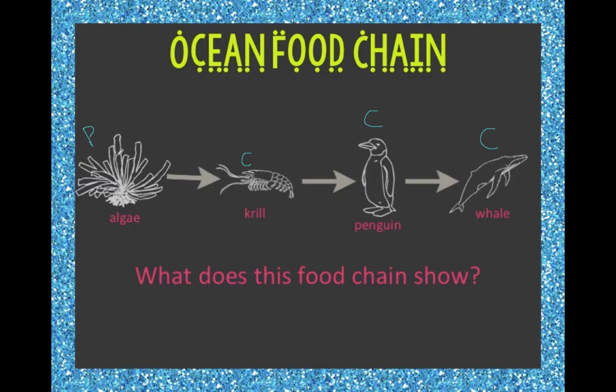Now in this case, the krill is a herbivore because they eat algae. Algae is a type of plant. And then the penguin is a carnivore, so they're a consumer carnivore because they eat the krill. And then the whale is also a carnivore because they eat the penguin. And that transfer of energy follows along those arrows.